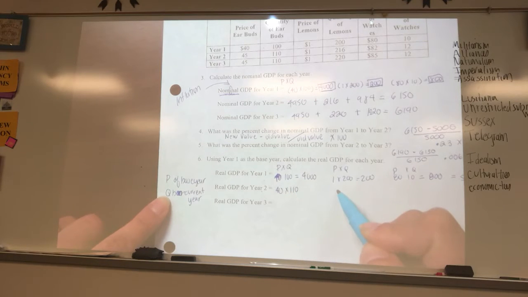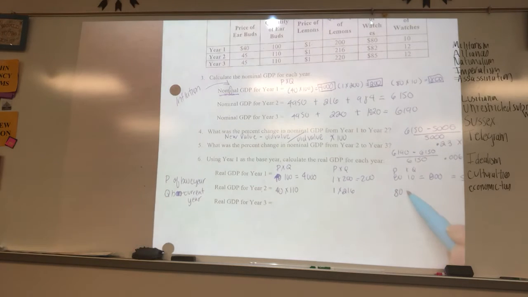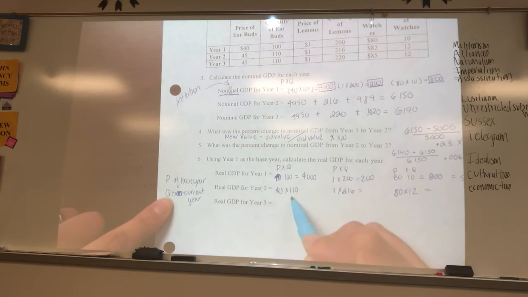I'm gonna look at lemons. What was the price in the base year? 1, but what was the quantity of the current year? 216. Okay, I'm gonna look at the price of base year for the watches, which is what? 80 in the base year. And I'm gonna multiply it times the quantity of the current year, which is what? 12. So now let's look at this and do this one together.